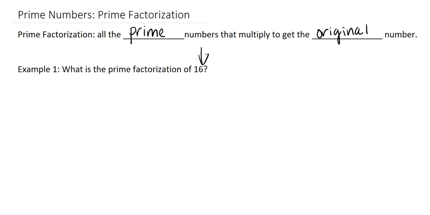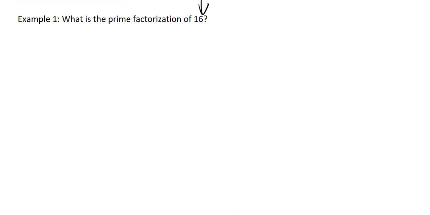So 16 is a composite number. It's made up of several prime numbers multiplied together to get that number. So all we're going to do is break down 16 into all its prime numbers. How we do this is we can call it a factor tree. So we have 16 here.